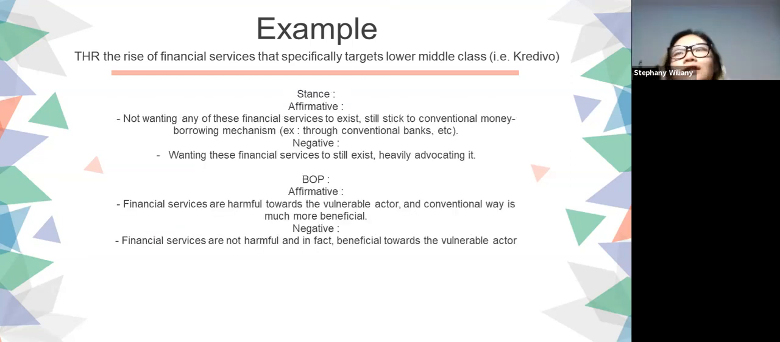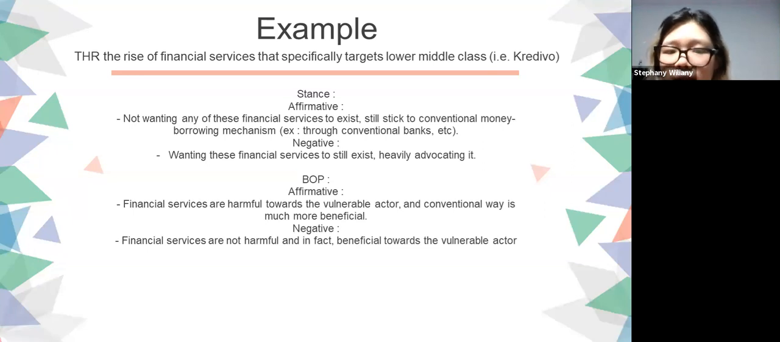So, for example, in this motion, in my stance, firstly, let's say I'm the affirmative team. My stance is I do not want any of these financial services to exist, and I still want to stick to the conventional money borrowing mechanism, for example, through conventional banks or any other platforms that are more conventional rather than these financial services that are existing nowadays, right? So that is my stance as the affirmative team.